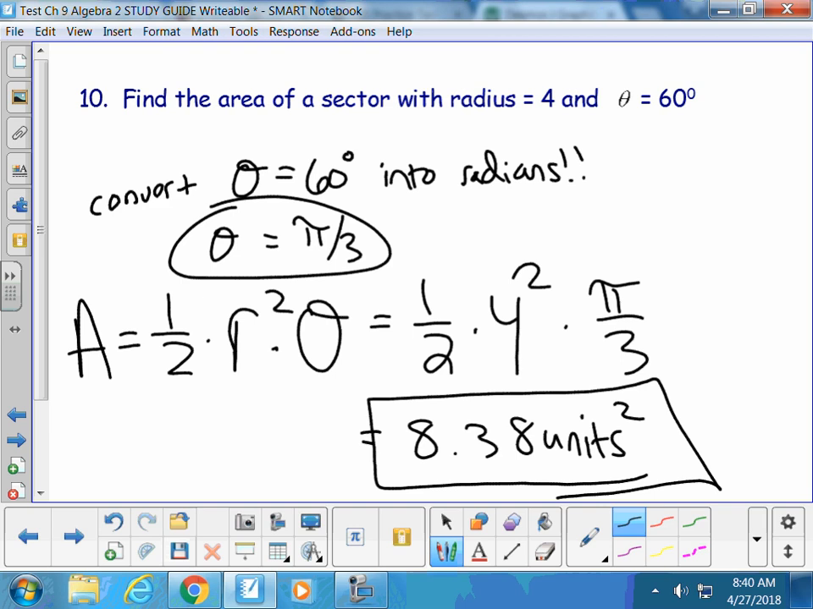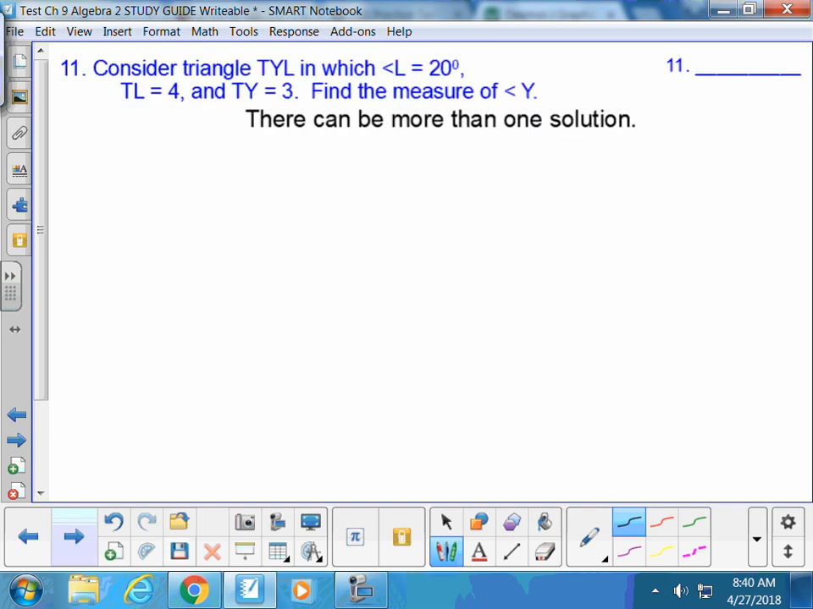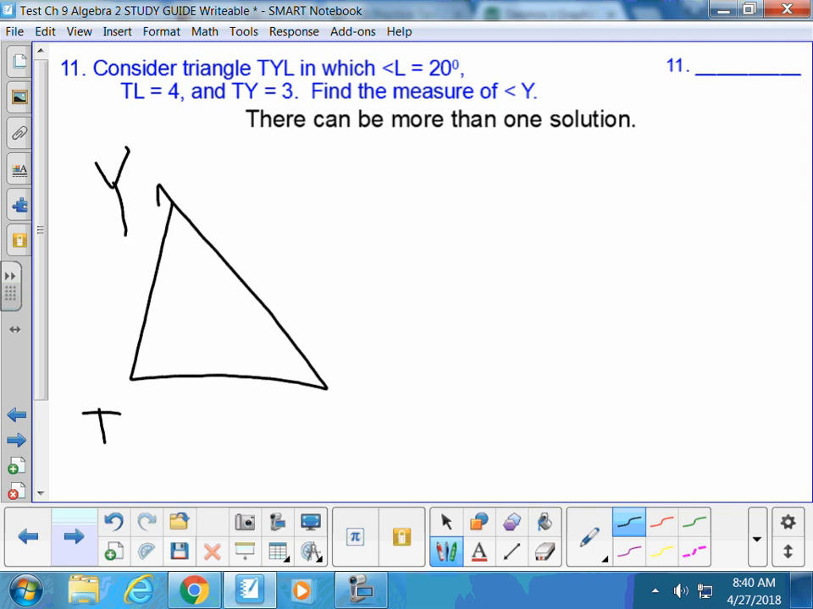Right, I think we'll do one more in the video. We should probably have gotten to the problem where we would have met up from what we had done on Friday. Okay. So number 11. Let's sketch out the triangle. Anytime they don't have a triangle sketched, I like to see it. So we've got triangle TYL in which L is 20 degrees, TL is 4, and TY is 3. So give me a second to sketch that out. Make sure you look like me.